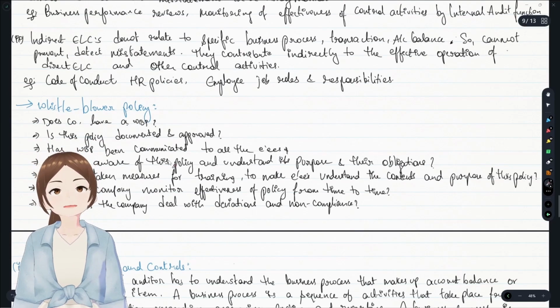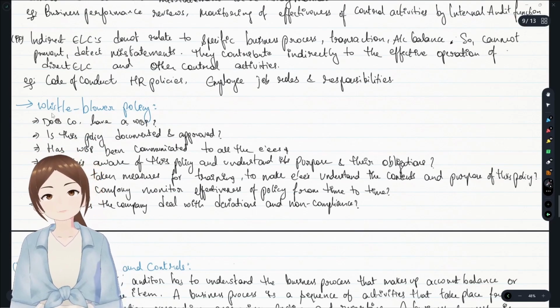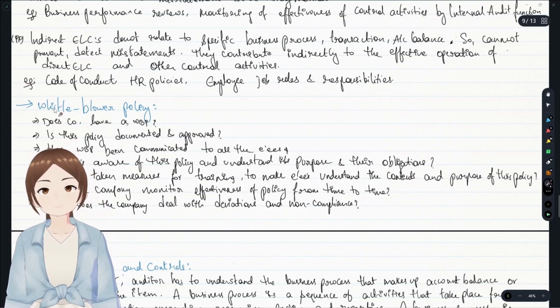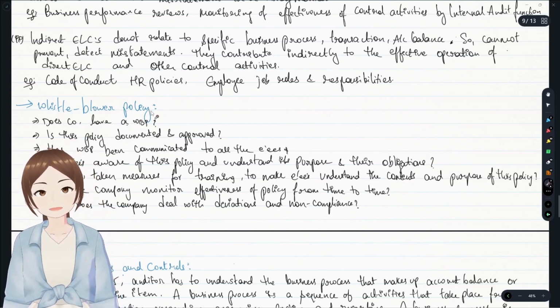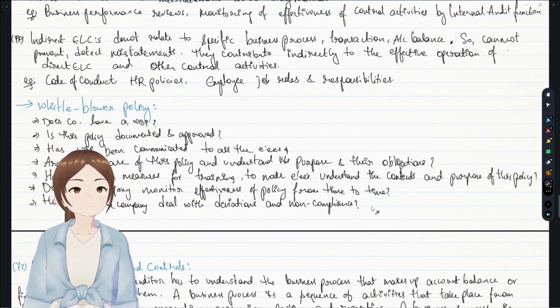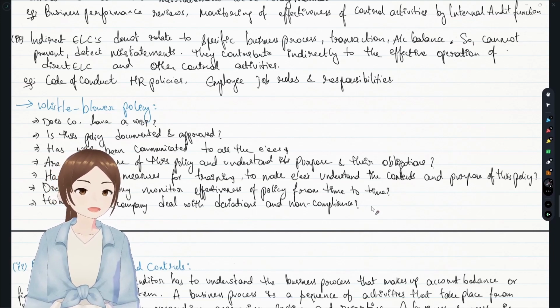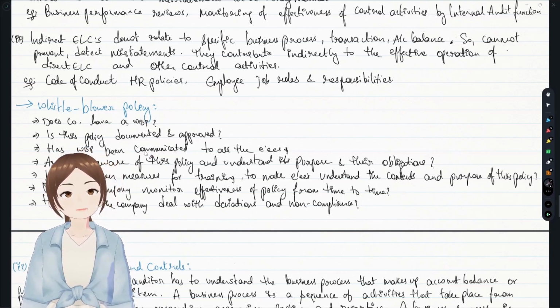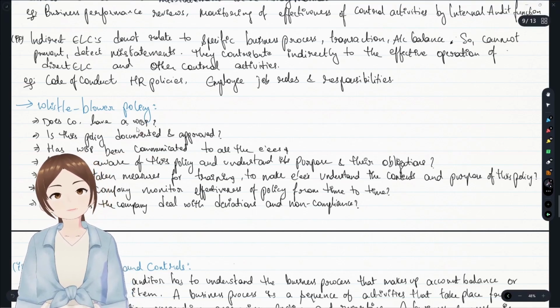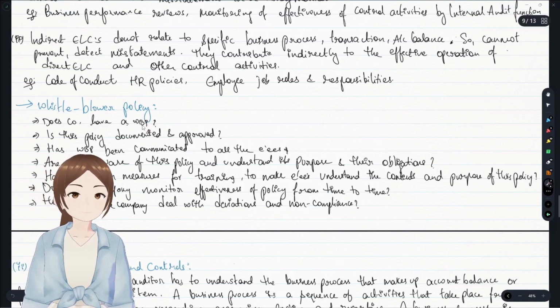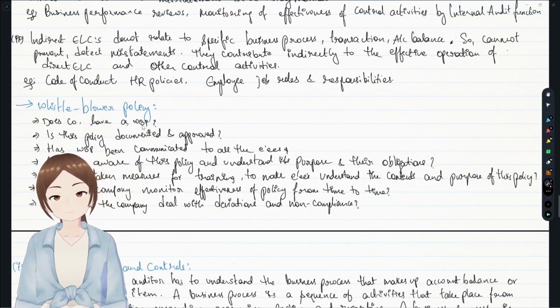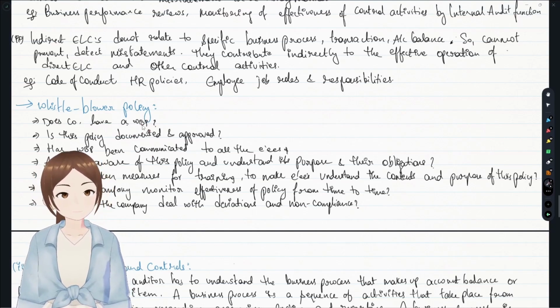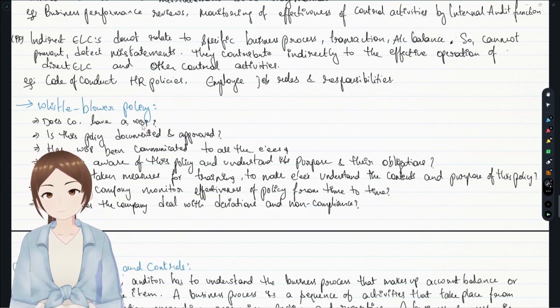And the next topic here is the whistleblower policy. The whistleblower policy comes into the picture when there is any fraud happening in a company. It is assessed through a small questionnaire. The first point is existence: whether the company has a whistleblower policy, yes or no.